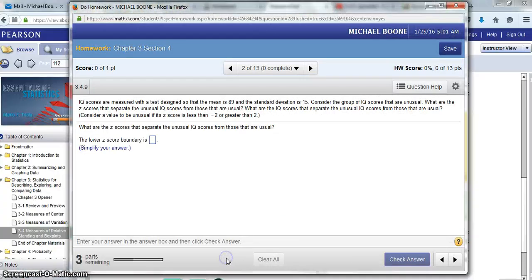So if we're looking at this particular question, I know that the mean is 89 and the standard deviation is 15. What are the z-scores that separate the unusual IQ scores from those that are usual? So a z-score less than -2 or greater than 2 is unusual.